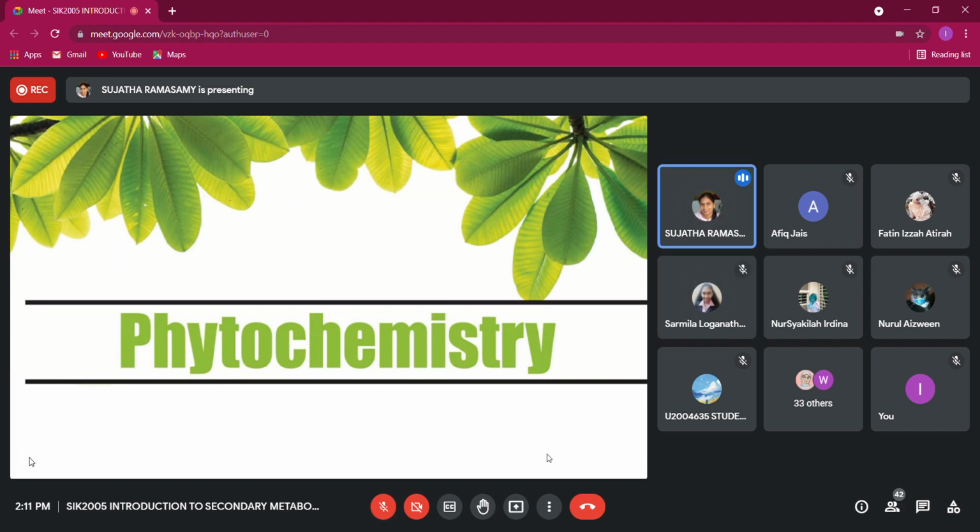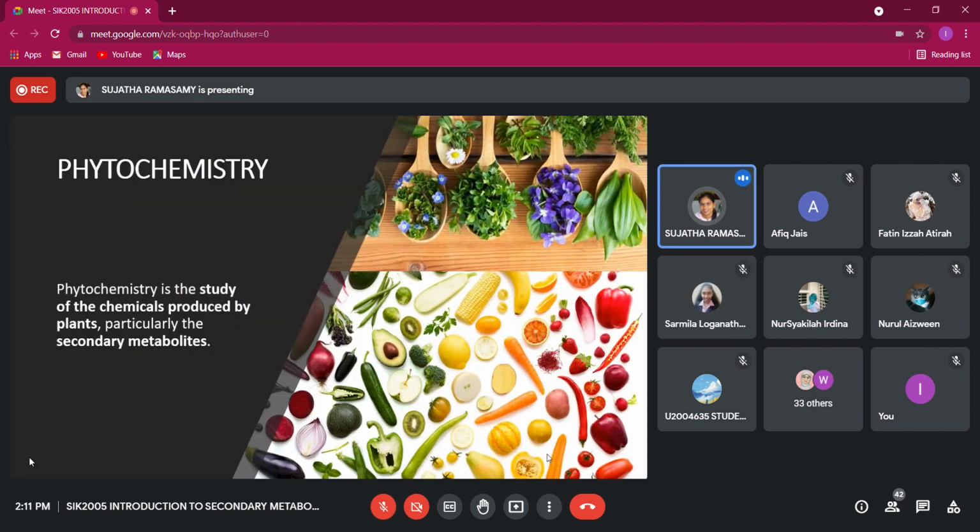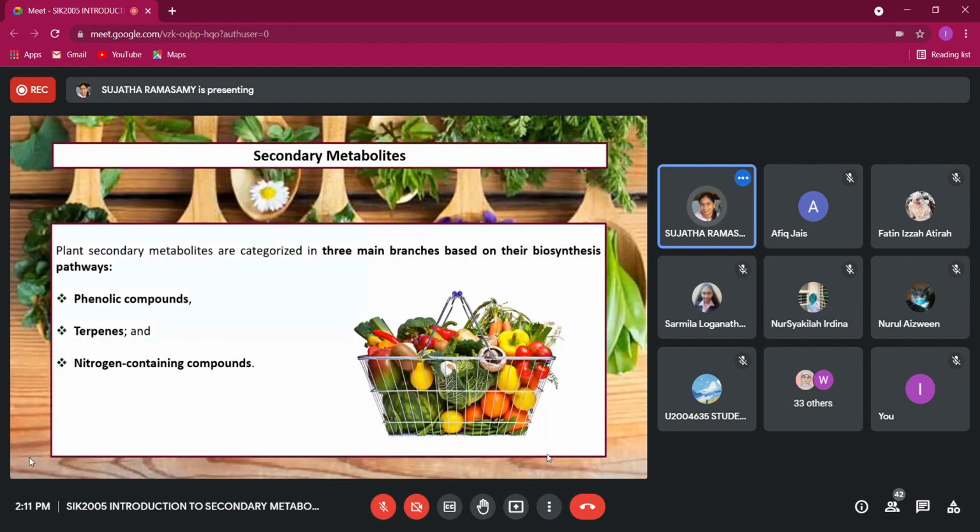Okay, thank you. So, let's introduce with secondary metabolites. If you remember during the first session, I did give a very brief introduction on what is secondary metabolites. Just a recap, okay? Secondary metabolites, sometimes we call phytochemical. These are referring to the chemicals that produced by plants. Okay, that's a very general definition on secondary metabolites. Chemicals produced by plant. And in this topic, we are going to look at secondary metabolites according to the classification.